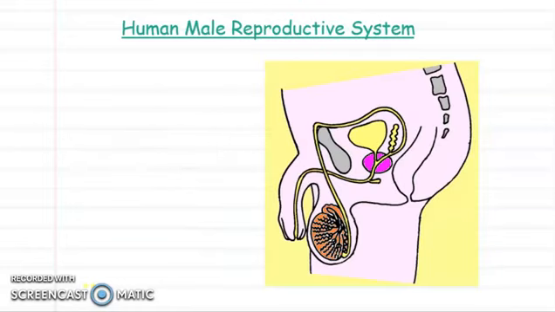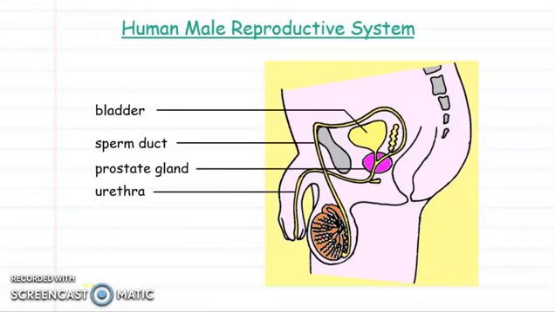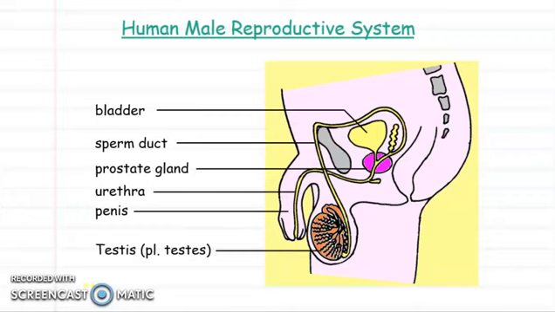The human male reproductive system: the bladder stores urine. Sperm, produced in the testes, is carried to the urethra by the sperm duct. There's the prostate gland. The urethra allows urine and sperm to exit the body, and the penis is what the male uses to deposit sperm into the vagina. And the testes, of course, are where the sperm cells are produced.